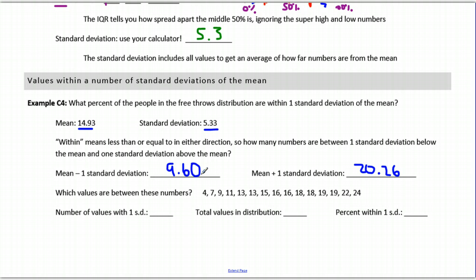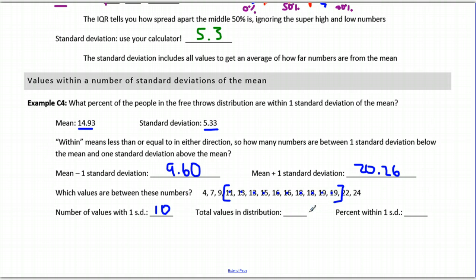So now we have to figure out which things are within this little range that we just created here, from 9.6 to 20.26. Well, 9 is not. The 11 and up is above 9.6, and then at 20.26, so right around here, we stop again. So we have 1, 2, 3, 4, 5, 6, 7, 8, 9, 10. So the number of values that are within 1 standard deviation of the mean is 10.